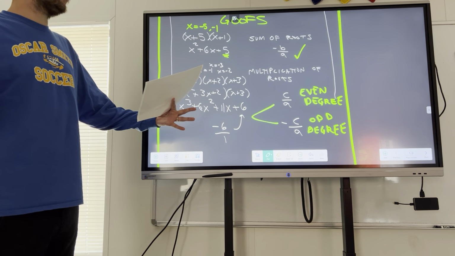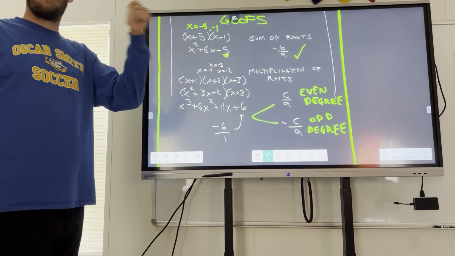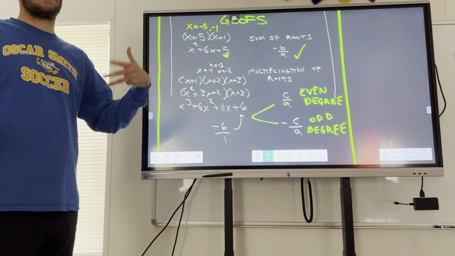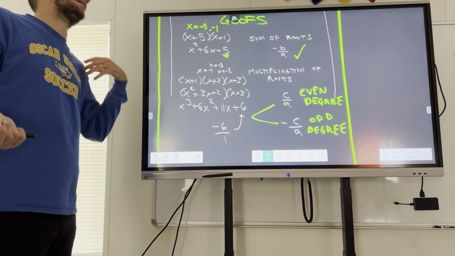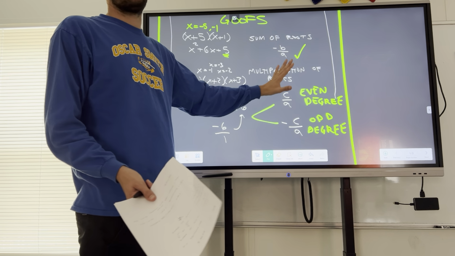If you want a way to remember it, your even functions are like your squareds and your fourth powers, and those things eat up negatives, right? Because negative 3 squared becomes positive 9. And so maybe that's a way that you remember about multiplying the roots.